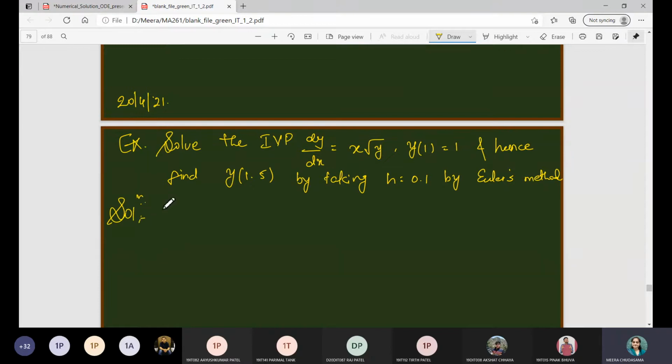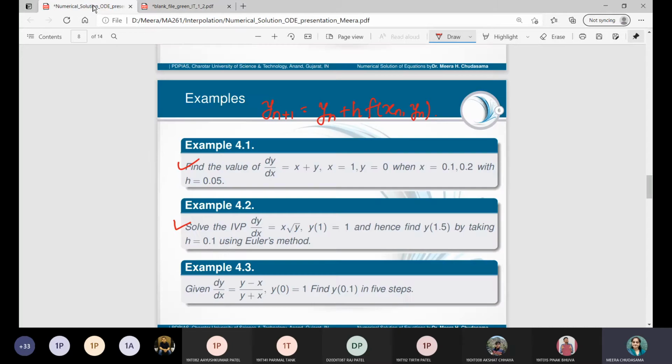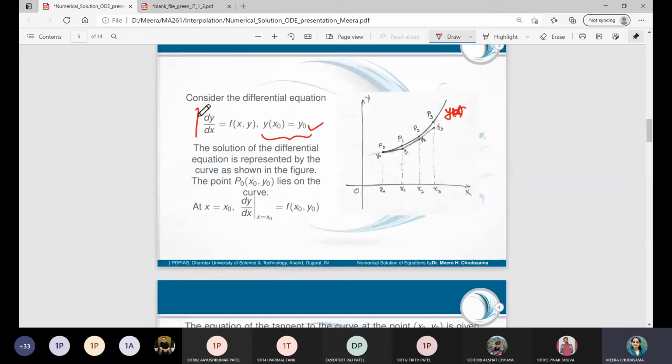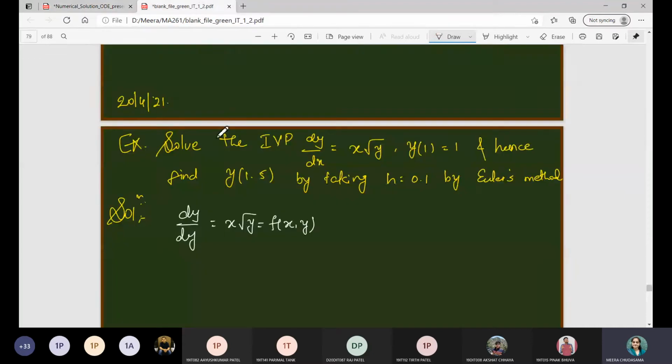First we will list out the things which we are given. First of all, what is the given quantity? That is dy by dx is equal to x square root of y. When you compare it with the standard one, this is nothing but the function you are given, dy by dx is equal to f of xy. So our function here is x into square root of y.